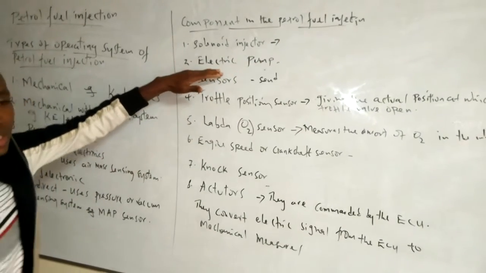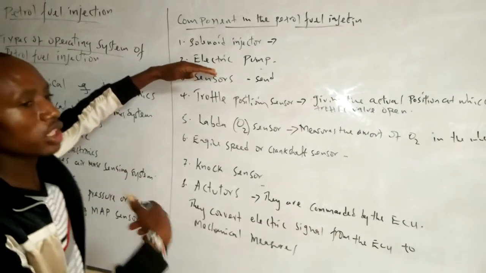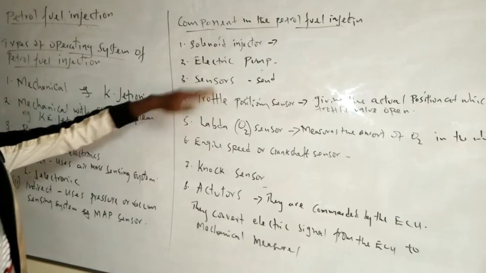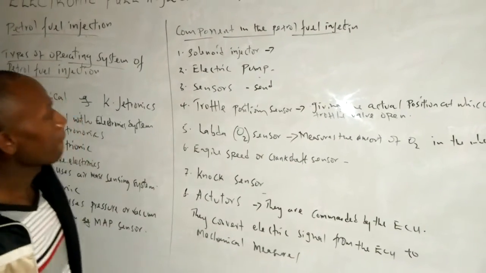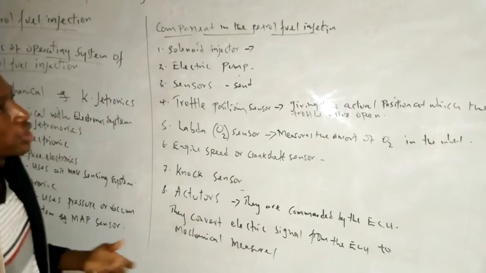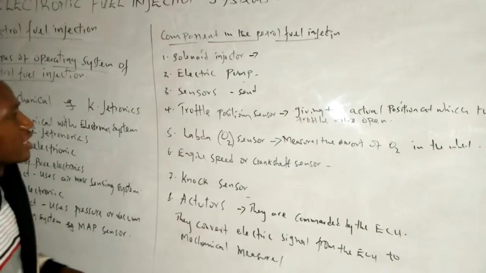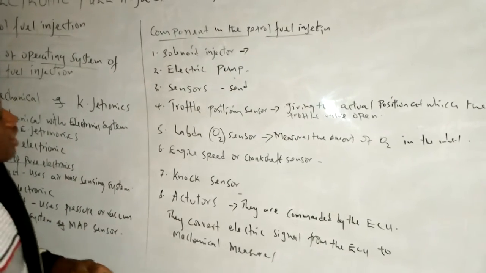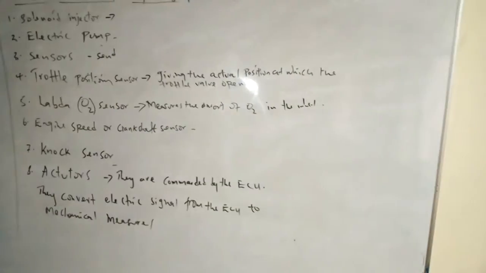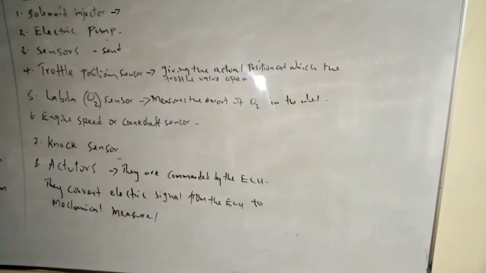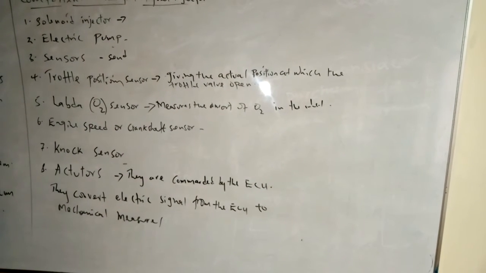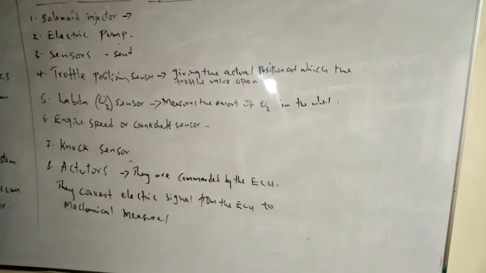We have number two, the electric pump. The electric pump is used to raise the pressure of the fuel from the fuel tank. We have the sensors. A sensor sends an electric signal or information to the ECU. That is the function of a sensor. You will encounter these sensors in your systems. We have the throttle position sensor. This one sends a signal to the ECU, giving the actual position at which the throttle valve will open.